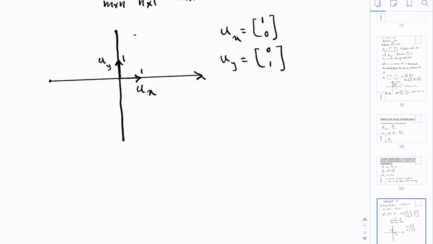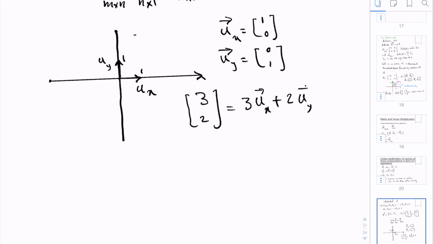So these vectors are linearly independent, and if you have a vector like 3 and 2, you can always express it in terms of these two linearly independent vectors. So here I can get this is equal to 3 u of x, so let's put the notation of arrow in here, plus 2 u of y.